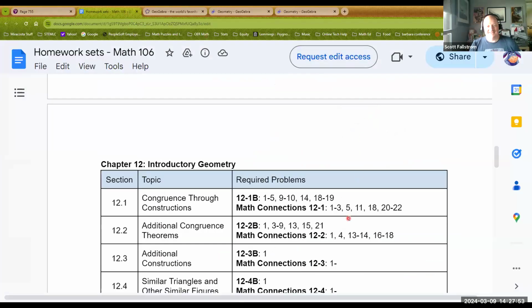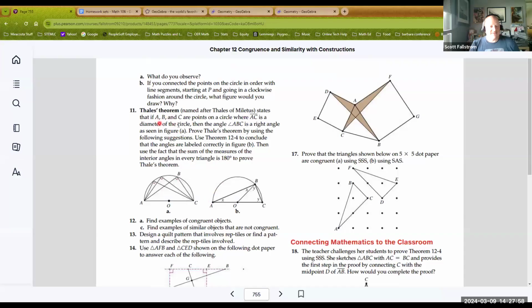Okay, let's go. 11 is what I needed, and 11 is Thales theorem. This is kind of a cool theorem related to the shapes that you see here, and your goal is to prove Thales theorem by using the following suggestions. If you look, they're giving you some pretty big tips, and the tips include the fact that you have in a circle the same radius.